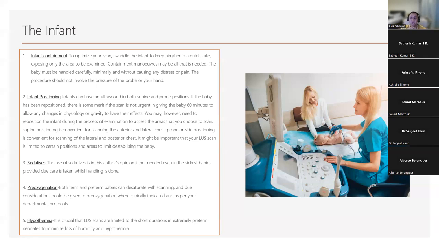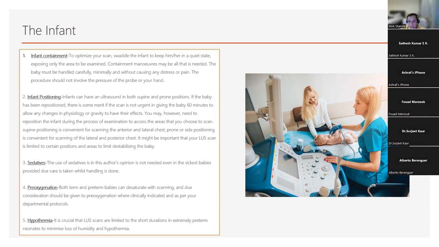For a term baby who's not ventilated, you can actually turn them around. But please be aware, in order to allow physiology or gravity to allow the fluid to redistribute, you need to wait for a minimum of 30 to 60 minutes. That means you will leave that baby, go, and then have to come back.